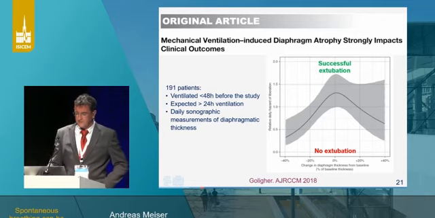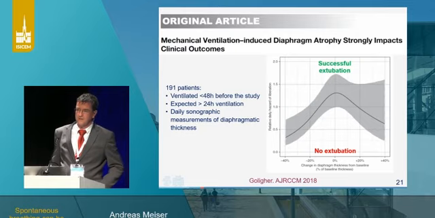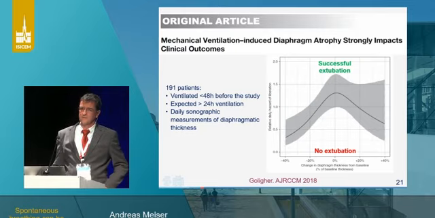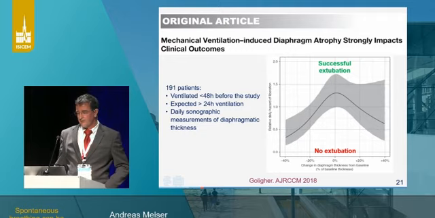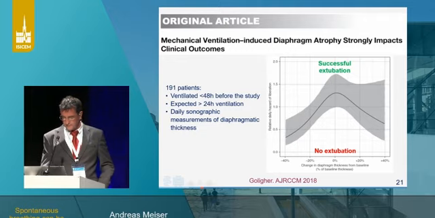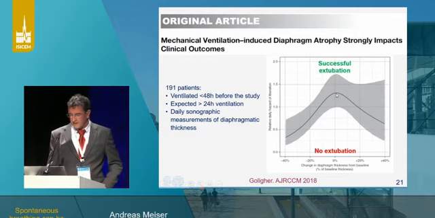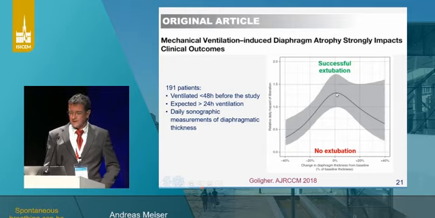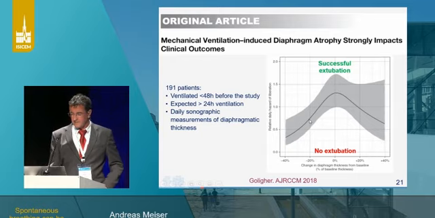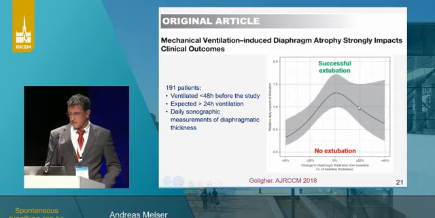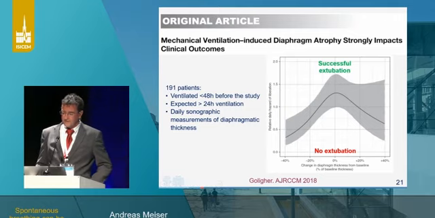This is a rather new study from Goligher. They examined about 200 patients. With sonography, they measured the thickness of the diaphragm every day. And what you see here, in the middle, is that patients where the diaphragmatic thickness had not changed were most likely to be extubated. When the diaphragmatic thickness was decreased a lot, the chances of extubation were much lower. But also here, when the diaphragmatic thickness had increased, the chances of a successful extubation were also lower.